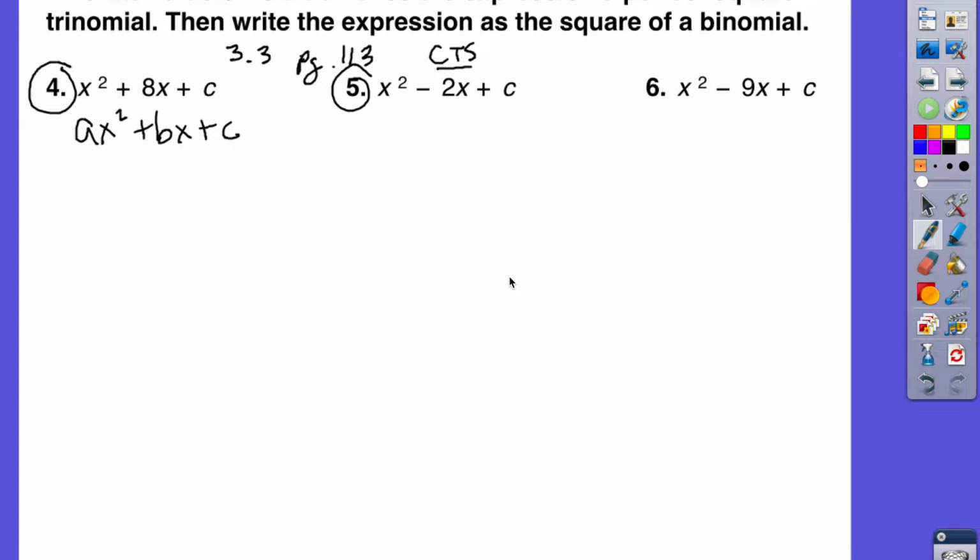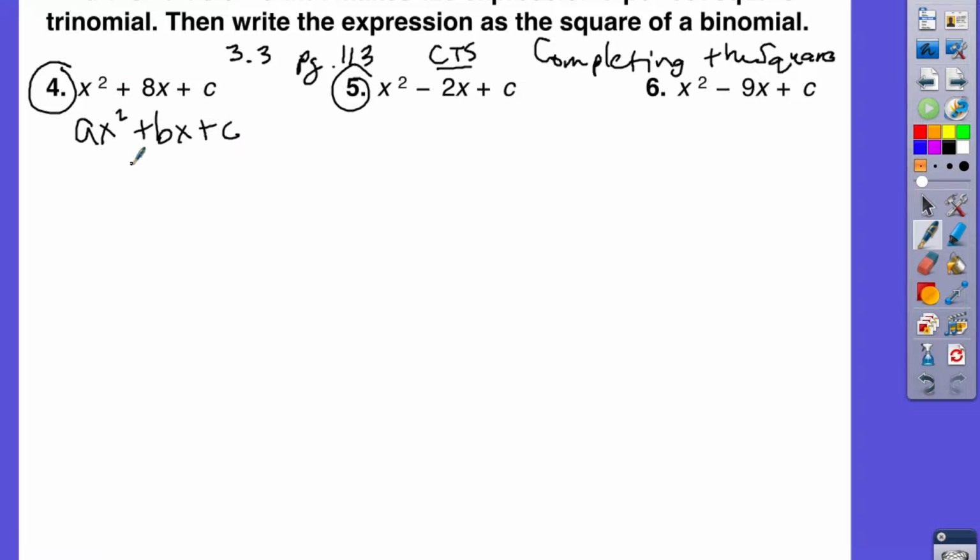Starting section 3.3 in solving quadratic equations, and we're going to start by completing the square. And we're going to do number 4. I'm on page 113 in your book if you want to follow along.